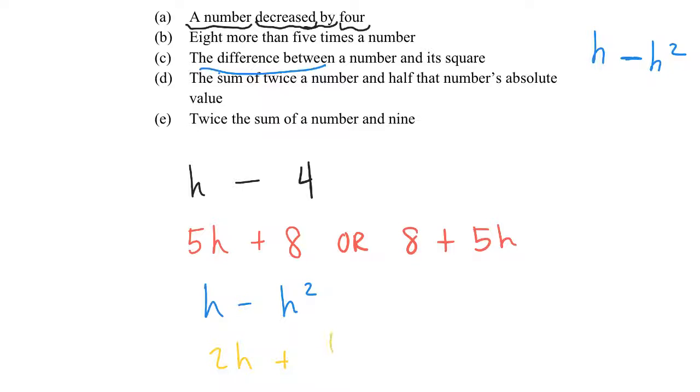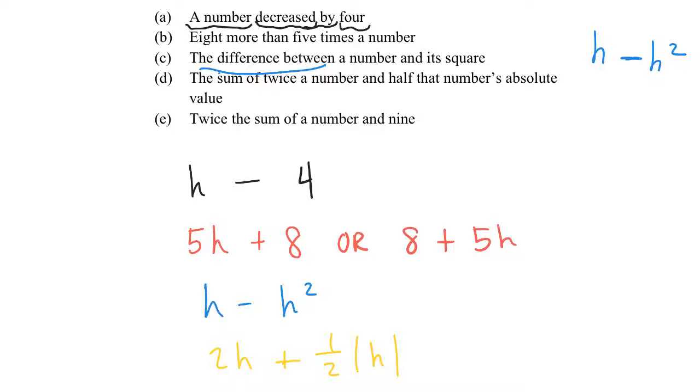2h plus 1/2 absolute value h. Let's make sense of it. It says the sum of, okay, so right away, here's the plus sign, right? We agree? For the sum of twice a number, 2h, and half of that number's absolute value. Half of the absolute value of the same number.